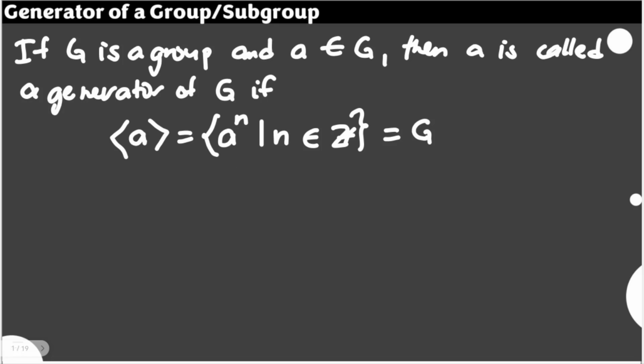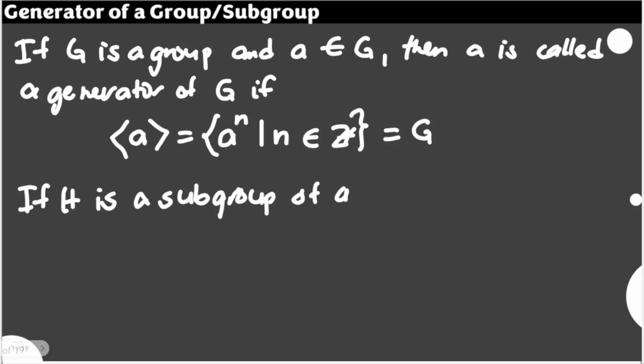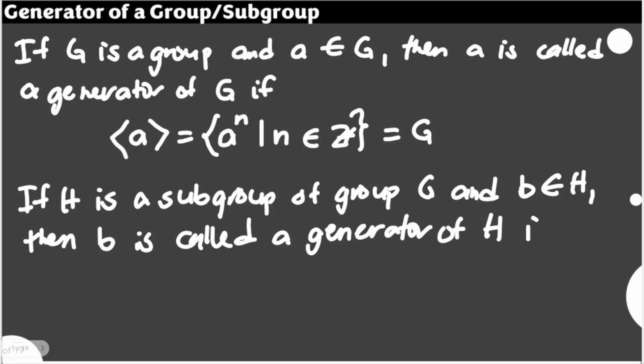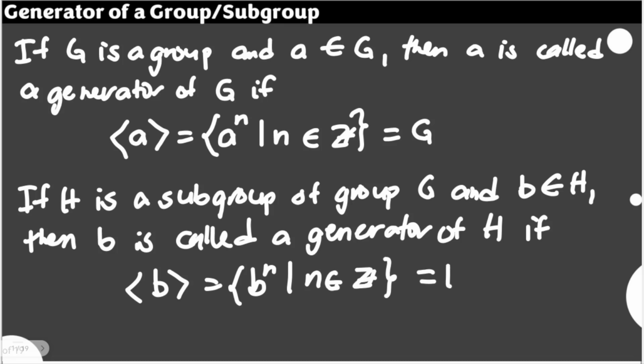Similarly, for a subgroup, let us say H is a subgroup of group G, and another element, just to differentiate, b is an element of H, then b is called a generator of your subgroup H if the same thing happens: if we operate it to itself, meaning b to the power of n, as long as n is an integer, it would be equal to H. So this is actually how a generator is described.